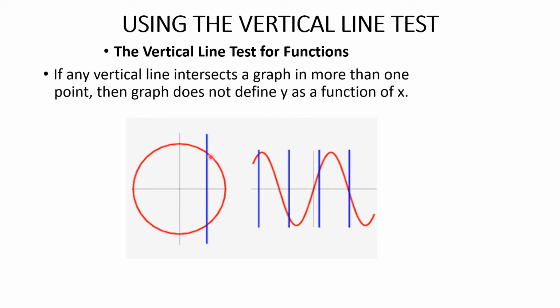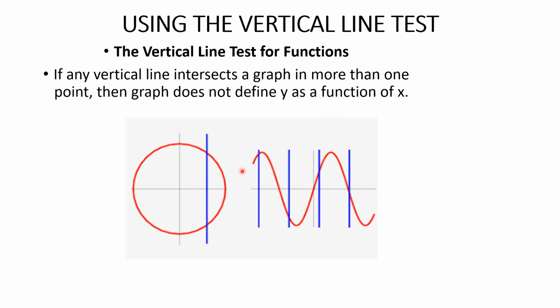This is a graph of a circle. If we draw a vertical line anywhere going into the circle and getting out, it will be crossing the circle in 2 points. So the circle graph is not a graph for a function. Therefore, the equation of the circle is not an equation of a function.